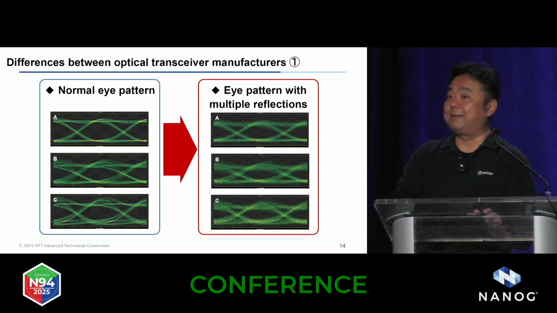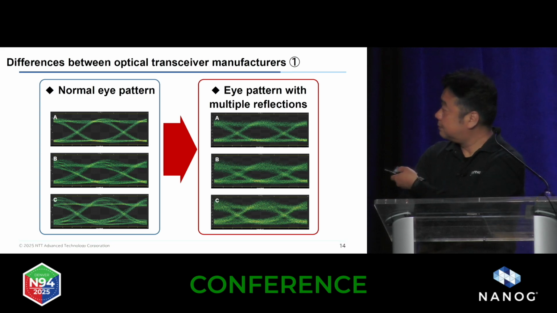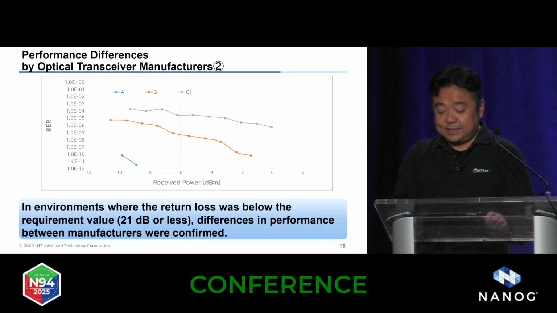This is a comparison of the eye patterns of 3 transceivers. Even for the same standard product, the shape of the eye pattern is different between the manufacturers. The results of the BER tests are different between the 3 transceivers. This is an environment where multiple reflections are present. We have confirmed that there are considerable differences in performance between manufacturers in the environment affected by the multiple reflections.